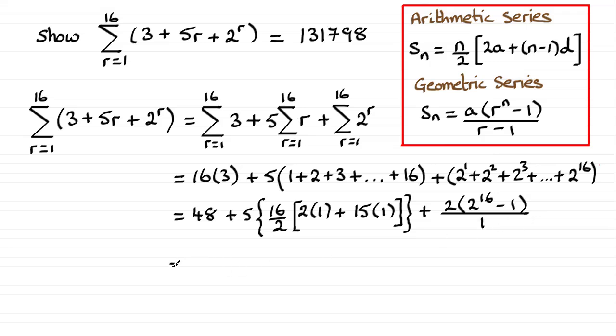So just a question of working these out. We've got 48 as the first term. If you work this out, we've got 2 plus 15, that's 17. Multiply it with the 8 and you should find you get 680 when you finish multiplying with the 5. So that's 680. And if you work this out on your calculator, you'll end up with 131,070. And if you add all of these 3 terms together, you end up with the result we've got to show, 131,798.